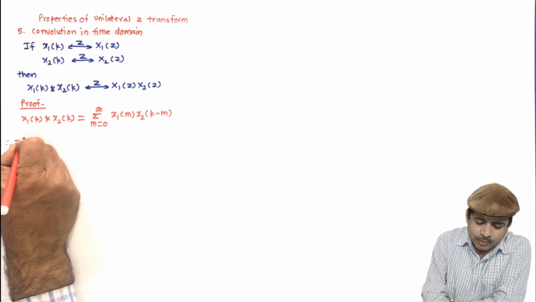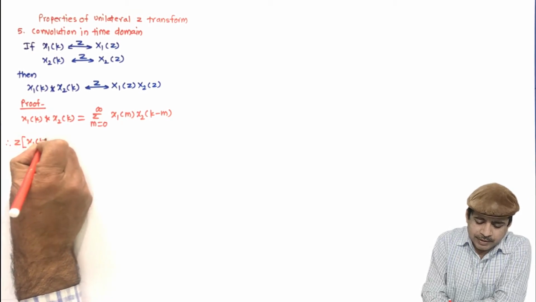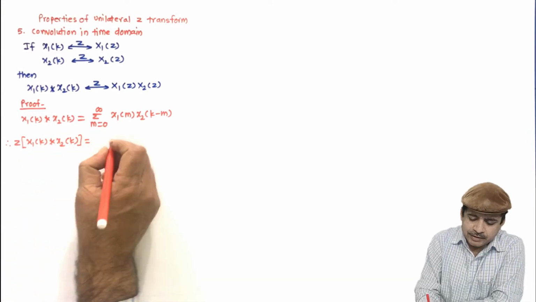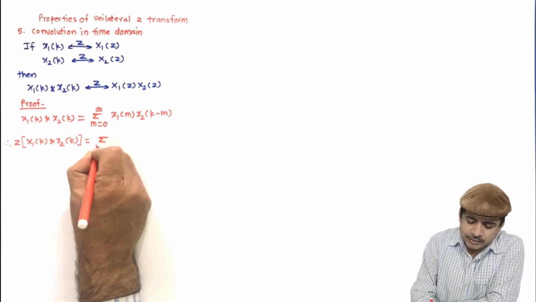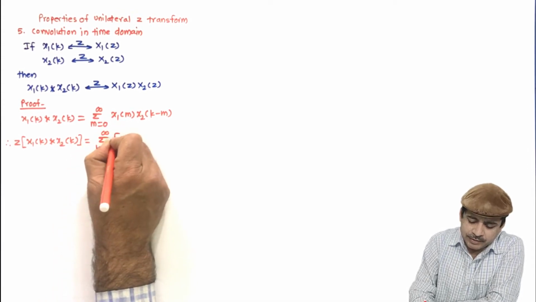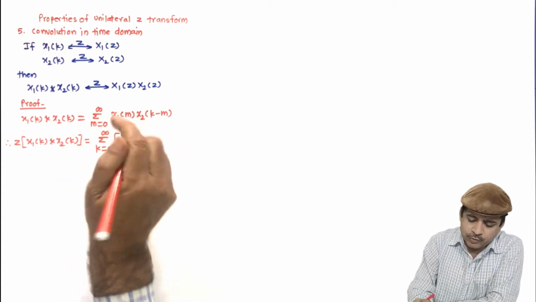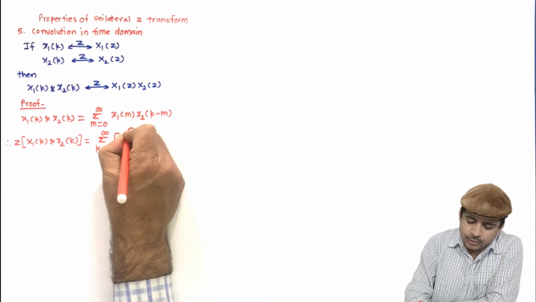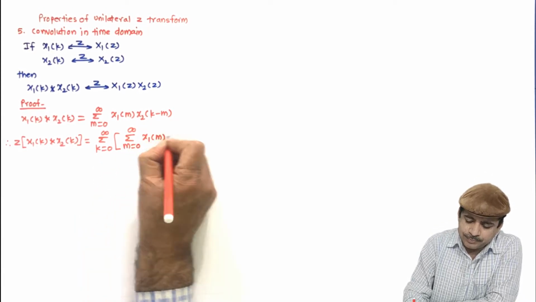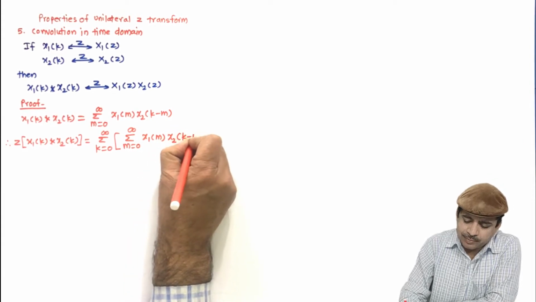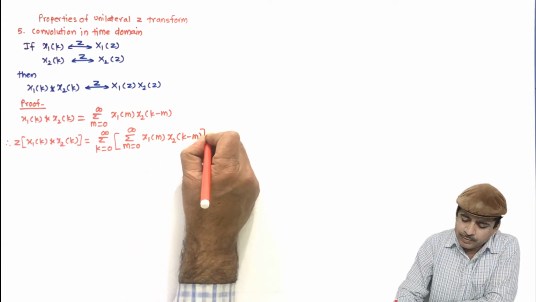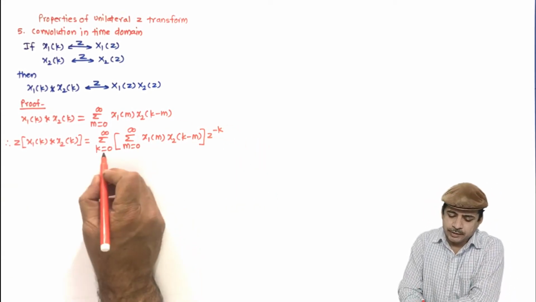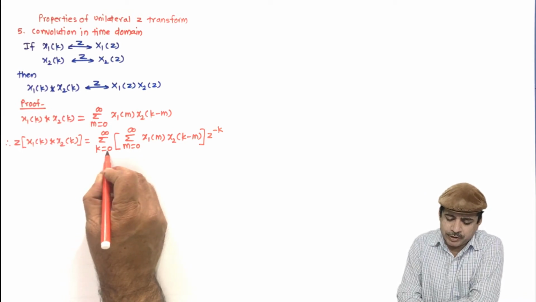So Z transform of x1 of k convoluted with x2 of k is nothing but summation k equal to 0 to infinity, and this is the signal of which we want to find out the Z transform. So summation m equal to 0 to infinity x1 of m x2 of k minus m, and it will be multiplied with z raised to minus k. Now what I will do, I have to perform summation with respect to operator k on this.